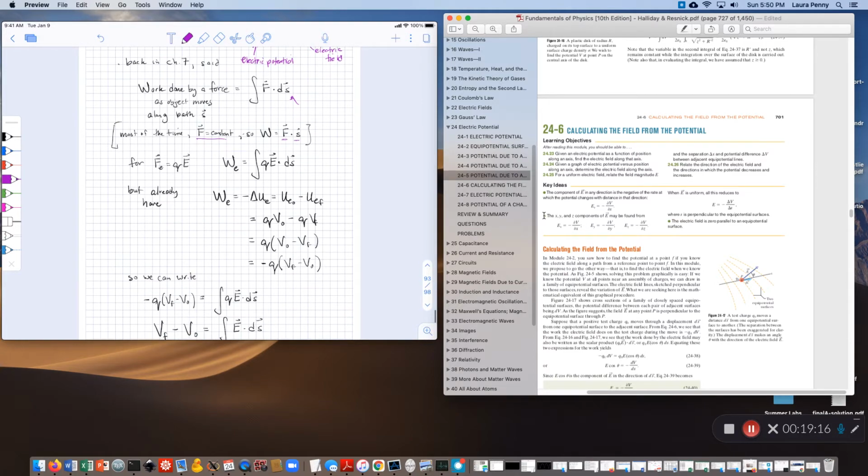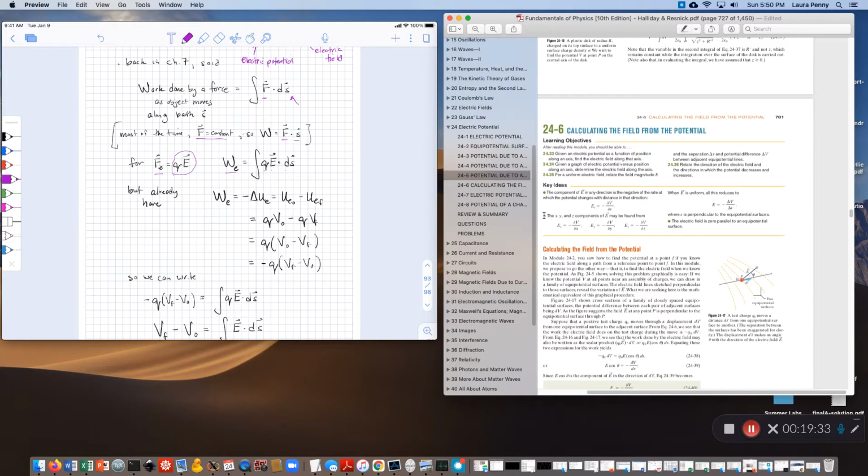In the case of our electrostatic force, this is the force. So we can plug that in for our F here. So our work done by our electrostatic force should be QE dotted with ds.